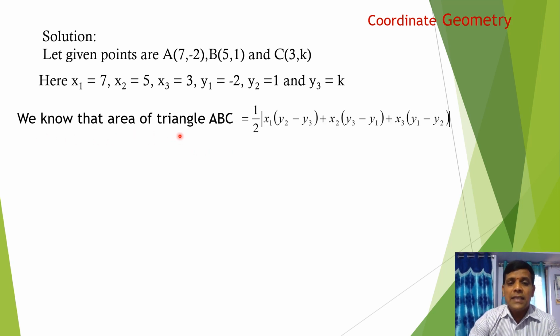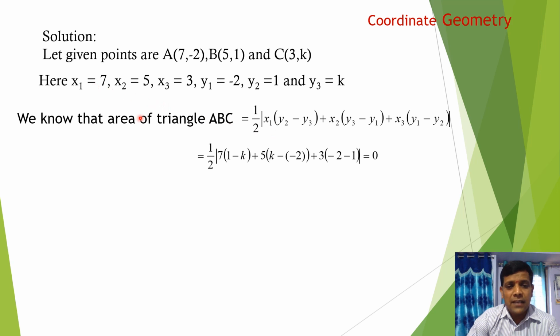We know that area of triangle ABC is equal to half mod x1 into y2 minus y3, plus x2 into y3 minus y1, plus x3 into y1 minus y2. This is the formula for area of triangle. But the given condition is collinear, means area of triangle is equal to 0. Here substitute the values.